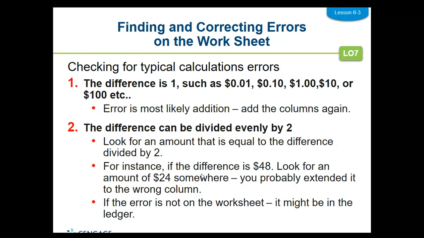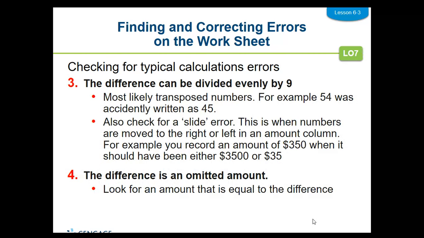If the difference can be divided evenly by 2. So for instance, look for an amount like 48. 48 can be divided evenly by 2, which is 24. So look for an amount equal to that difference. So you would look for an amount equal to 24 somewhere and see if you extended it into the wrong column. Because if you'd put an amount of 24 in a debit column when it was supposed to be in a credit column, then it would make you off by 48. And so that's what you would do if you can divide it evenly by 2. And sometimes that error isn't in the worksheet. You may have to go back to the ledger to find it.